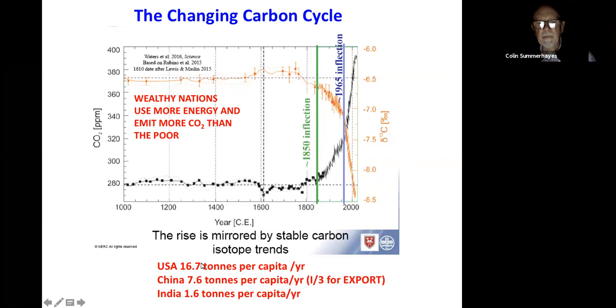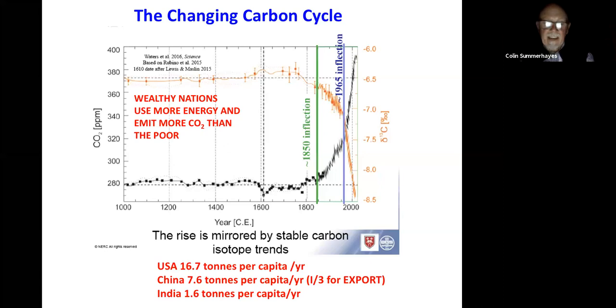And different places burn different amounts. In the US, emissions are 16.7 tons per capita. China, 7.6. India, 1.6. In Europe, it's about 14. And in several of my lectures, people in the audience point at China and say, see, it's the Chinese, they're the ones causing all the problem.